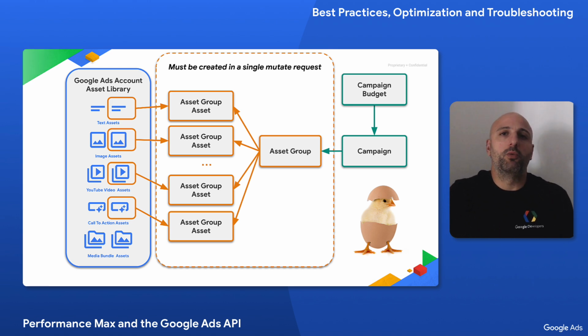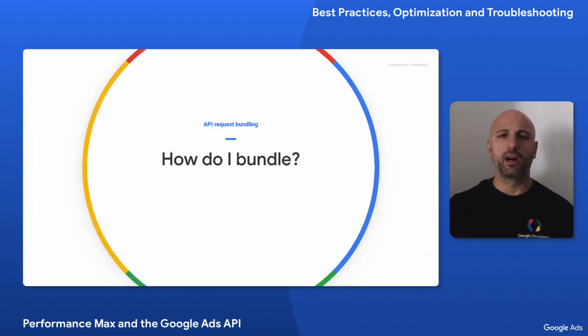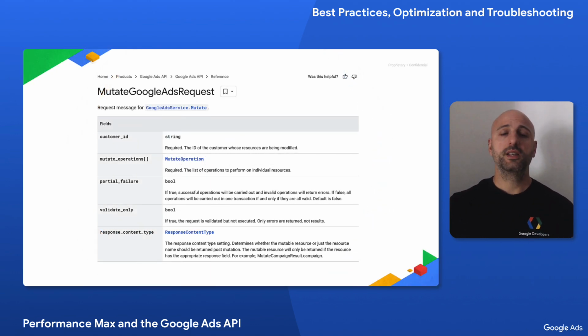So now you may be wondering, how exactly do I bundle the creation of different resources together in a single API request? One answer is by using the mutate method of the Google Ads service, although it's not the only one, as we will see later. Now, there are a few guidelines to be aware of when using GoogleAdsService.mutate, not just with Performance Max campaigns, but with any type of operation.